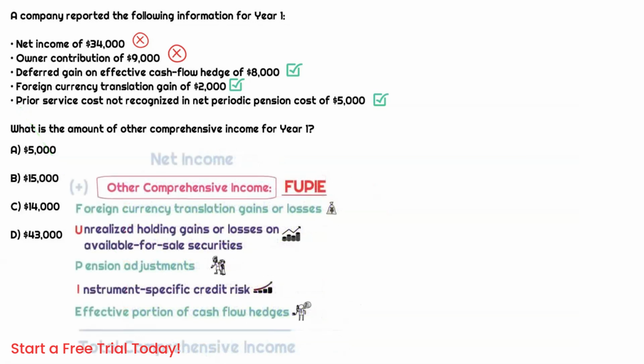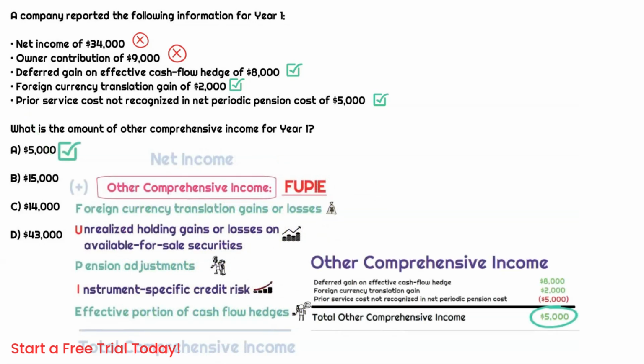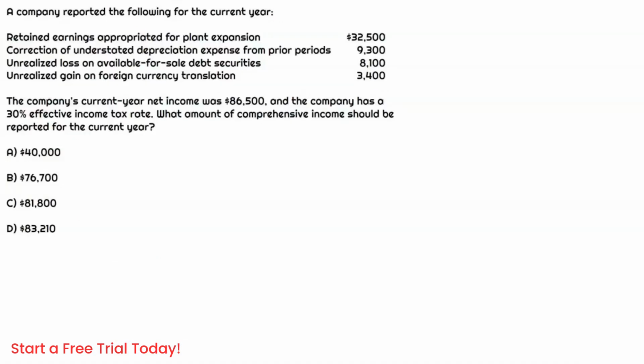So the total amount is going to be $5,000, right? The $8,000 from the effective cash flow hedge, the $2,000 from the foreign currency translation gain, and once again, going to be reduced by the $5,000 of prior service costs not recognized in the net periodic pension cost. So $5,000 is the correct answer. Now, this is an AI CPA license question that was classified as hard, and I would say it's even harder than hard. I mean, you have to know several different treatments here, as well as being able to break down exactly what the question's asking for.